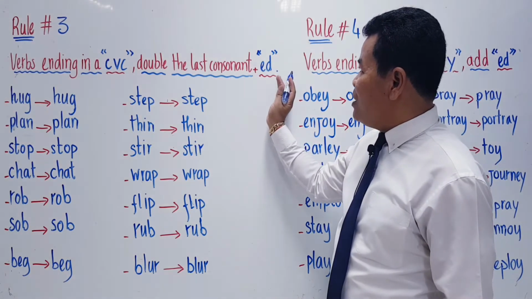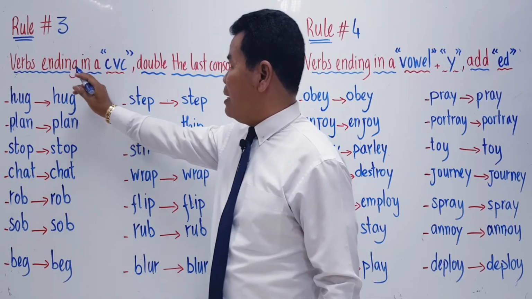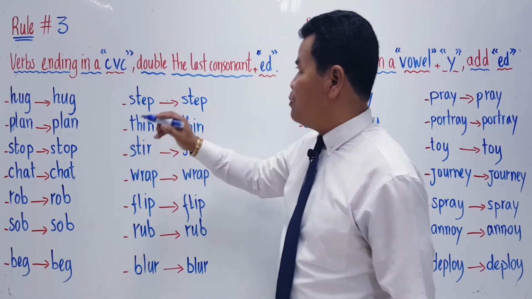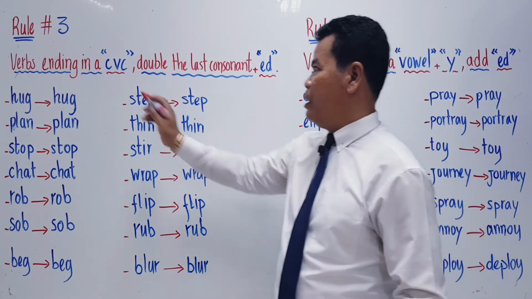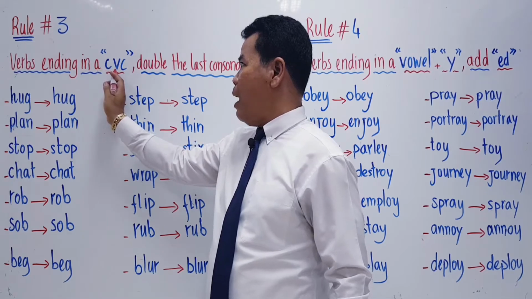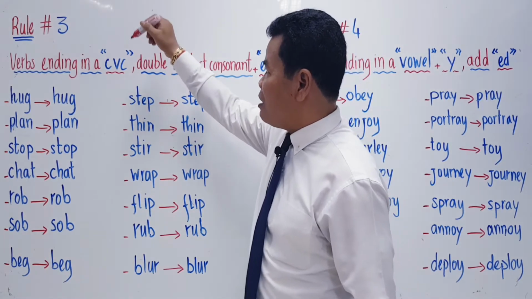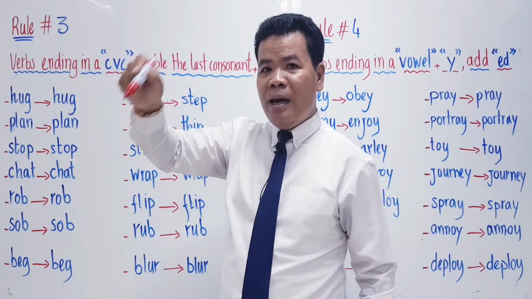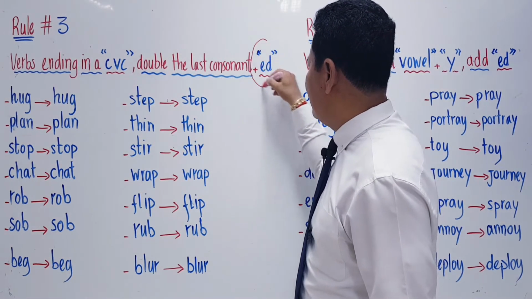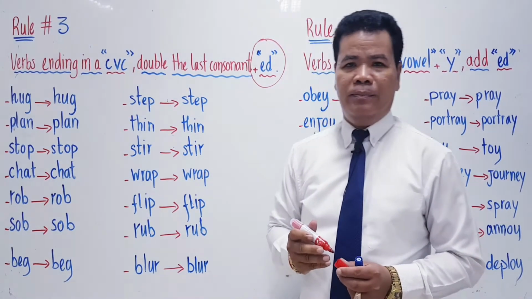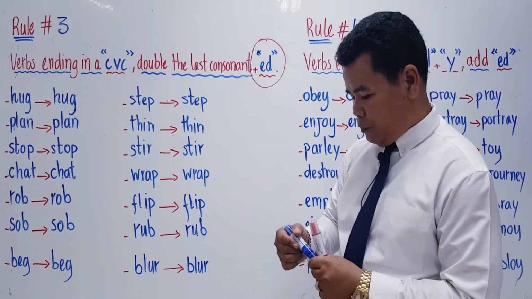Before adding ed to the verb ending in a CVC, you have to double the last consonant. So which one is the last consonant? Consonant number one, a vowel, and then this is the last consonant. So in case you double, do not double the first consonant, okay? Double the last consonant and then add ed. Don't forget it. Okay, now let's take a look at the examples.